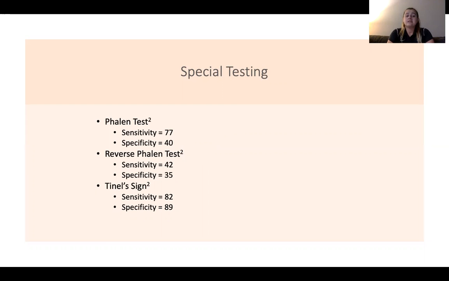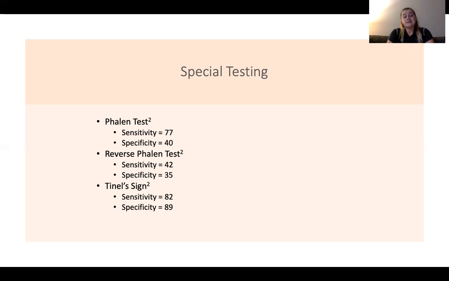Reverse Phelan's test, sensitivity 42, specificity 35. These numbers really aren't all that great. However, if you do get a negative Phelan test, you can always do reverse Phelan's test just to make sure that your findings of Phelan's test were accurate.